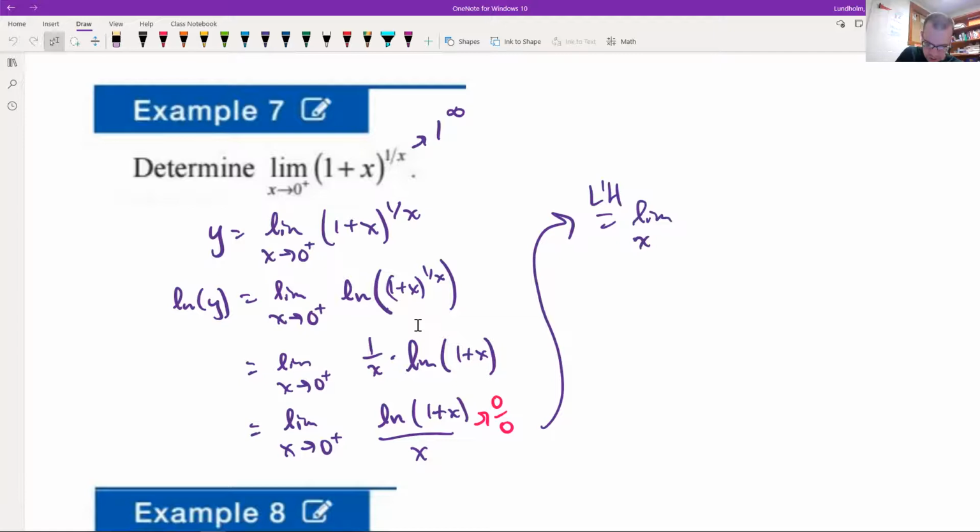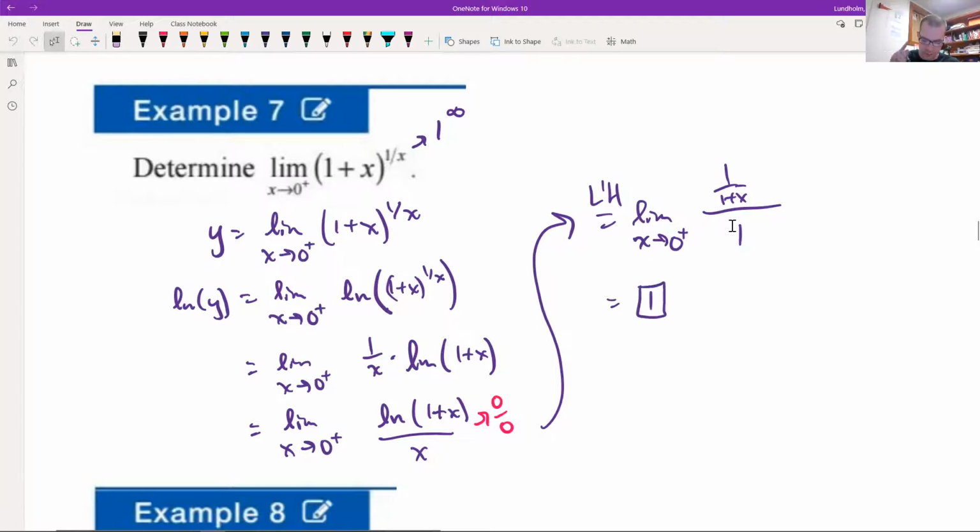The bottom's going to work out really nicely to just be a 1. The top is going to be a chain rule, where we take the derivative of the outside, giving us 1 over 1 plus x, and we multiply that times the derivative of the inside, which is just 1. So in this case, we're taking the limit as x goes to 0 of this fraction, and that's just going to be 1 over 1.